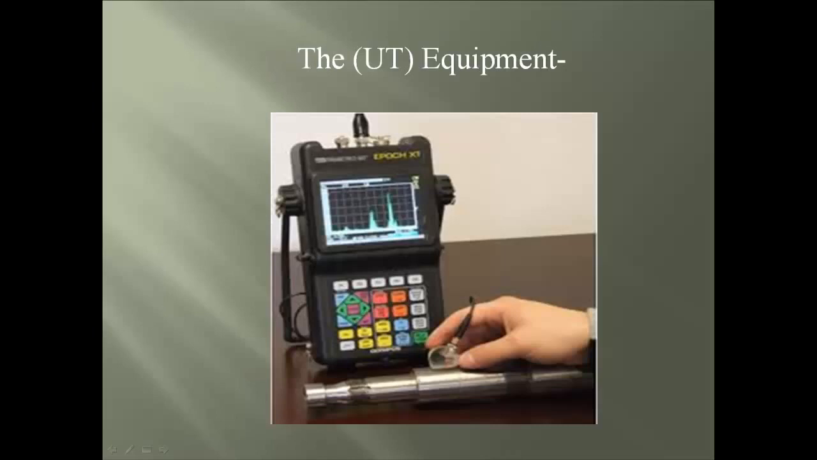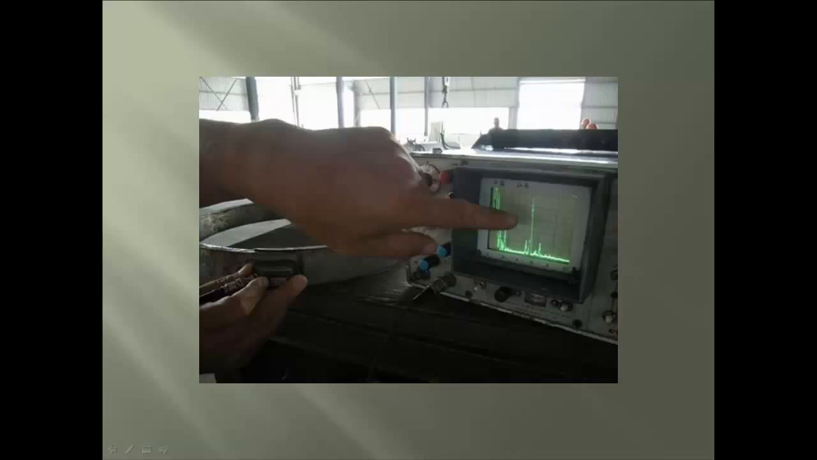The UT method uses the transmission of mechanical energy in waveform at frequencies above the audible range. A transducer transmits a sound wave into and through the material, and the sound wave is sent back when a reflector or defect is struck. And this is then displayed on the screen.